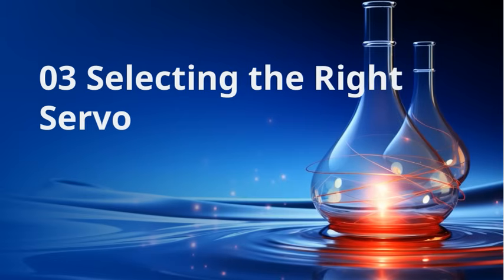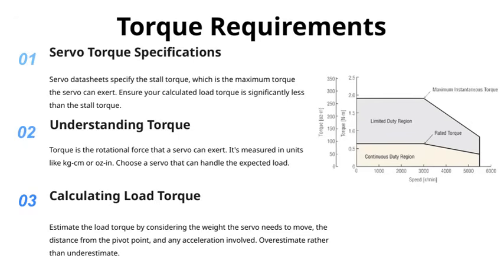Let's talk about servo torque specifications. The datasheets for servos specify something called stall torque, which is essentially the maximum torque the servo can exert before it stalls or stops moving. It's really important to keep in mind that your actual load torque should be well below this stall torque to prevent overloading the servo and risking damage. Now, torque is all about rotational force, and you'll often see it measured in units like kilogram-centimeters or ounce-inches.